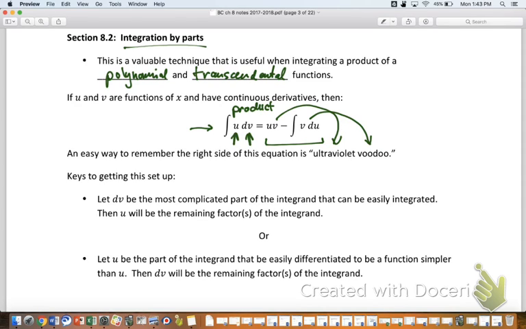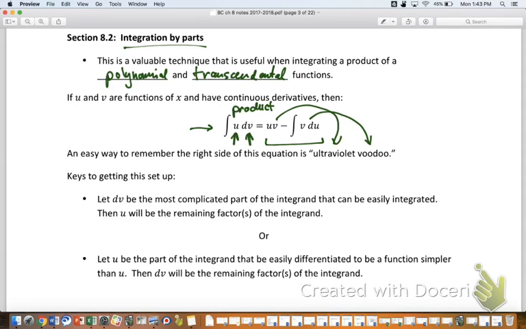Yeah, so what we'll do, we'll make u equal to one of the factors, and we'll make dv equal to the other factor. And which one you set up to be which does matter. There's a sort of loose rule about that, but there's one exception to that too, so we'll look at that as well. So here are the loose rules.